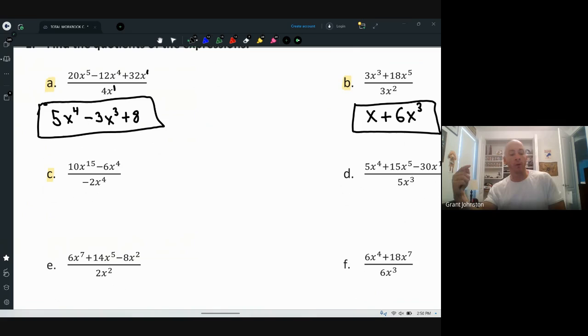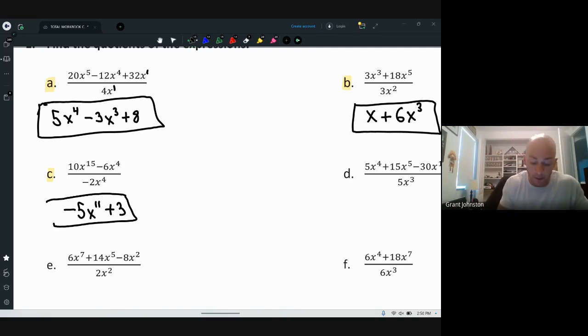Okay. So on C, we divide the coefficients. 10 divided by negative 2 is negative 5. X to the 15th divided by x to the fourth, we subtract the exponents. 15 minus 4 is 11. Negative 6 divided by negative 2 is positive 3. And then x to the fourth divided by x to the fourth, they cancel each other out. They reduce, is the better term, to 1. So we don't need to write that there.